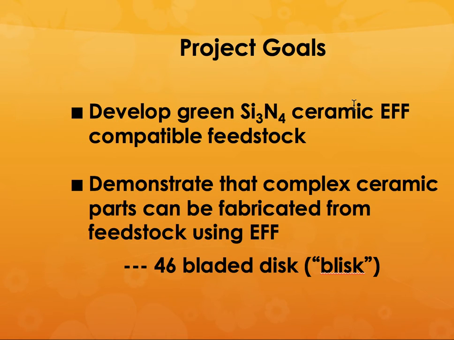One of our earliest projects was to develop a silicon nitride feedstock material, and we had to demonstrate that we could make complex ceramic parts. In this case, we wanted to make a 46 bladed disc, which we called a blisk, mainly for high temperature engines, so that the engine could go to much higher temperatures than what was possible with other types of parts.